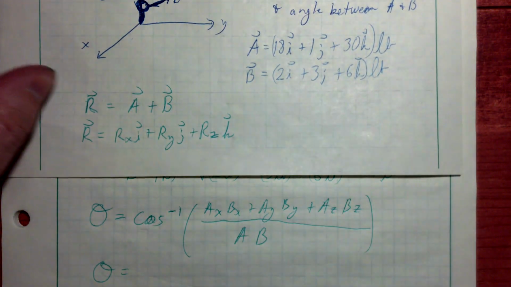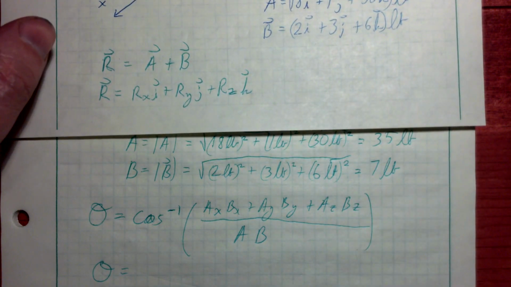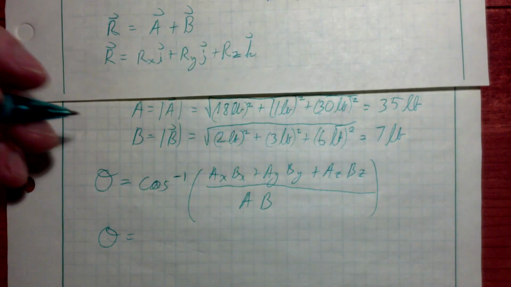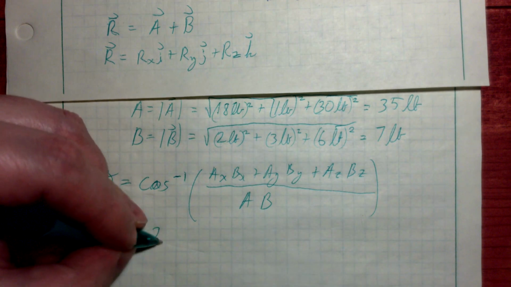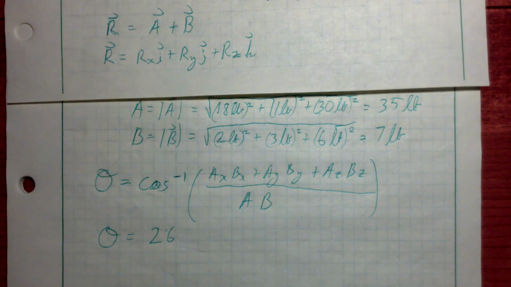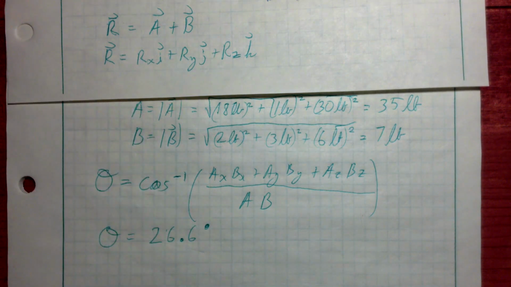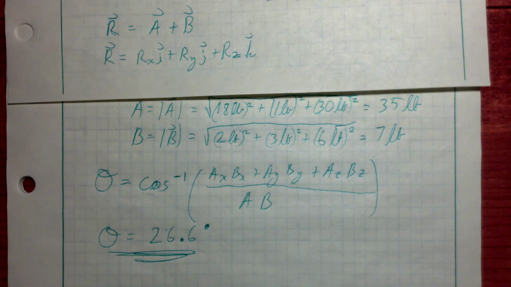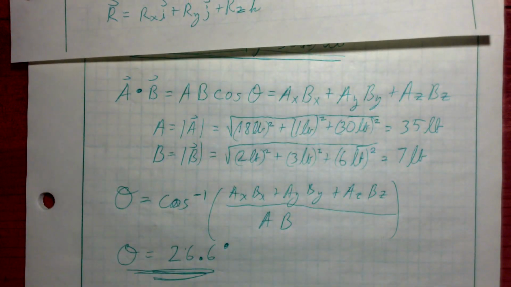I'll let you go ahead and do that again. You've got values for those vectors right there, and you've got magnitudes for the vectors here. So you can plug those in, run your calculator, find the arc cosine. I have written down over here that it is about 26.6, essentially 27 degrees. So these are the two things we're looking for: the resultant and the angle between.